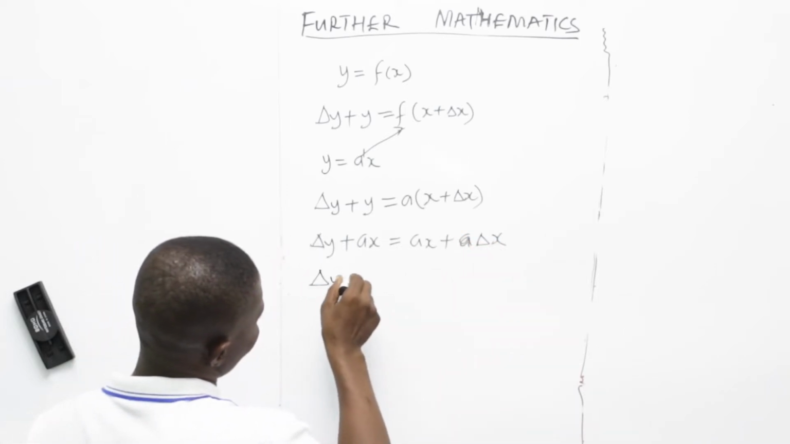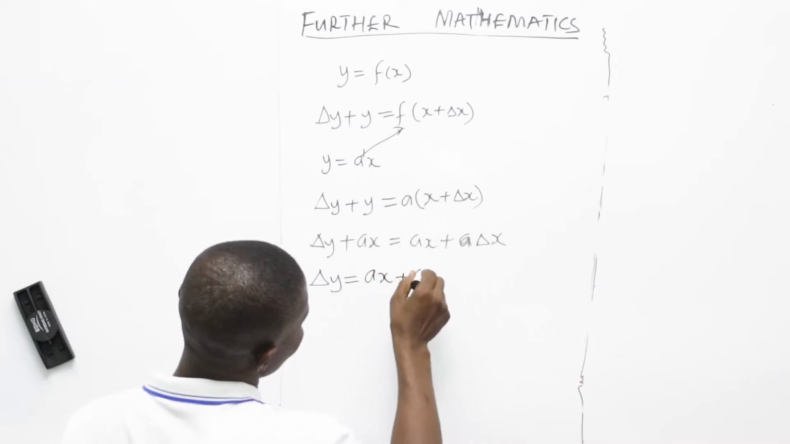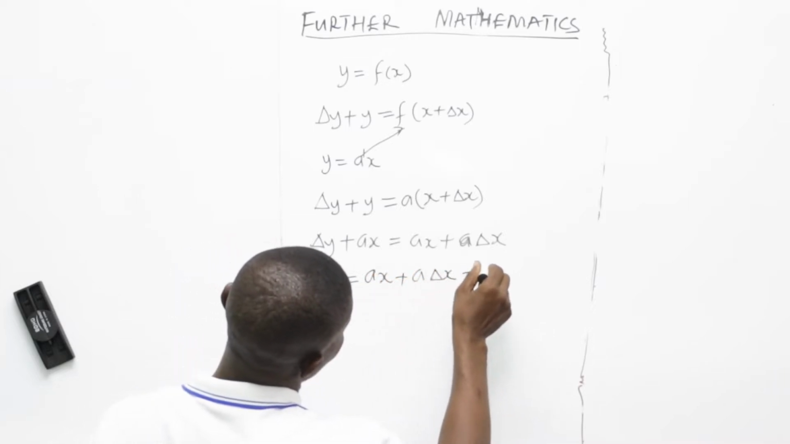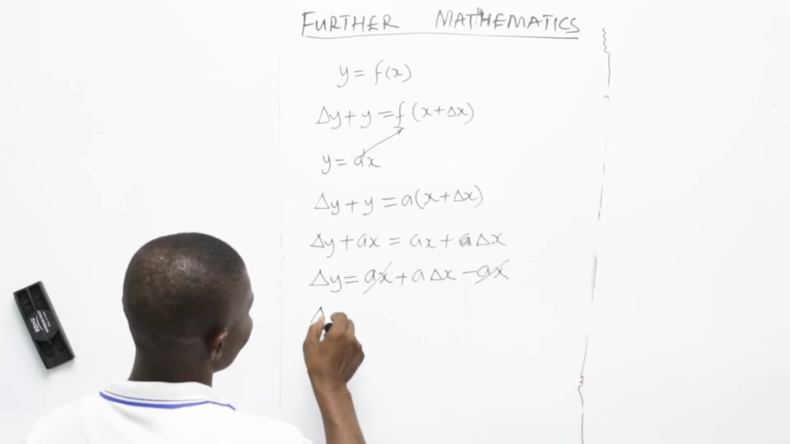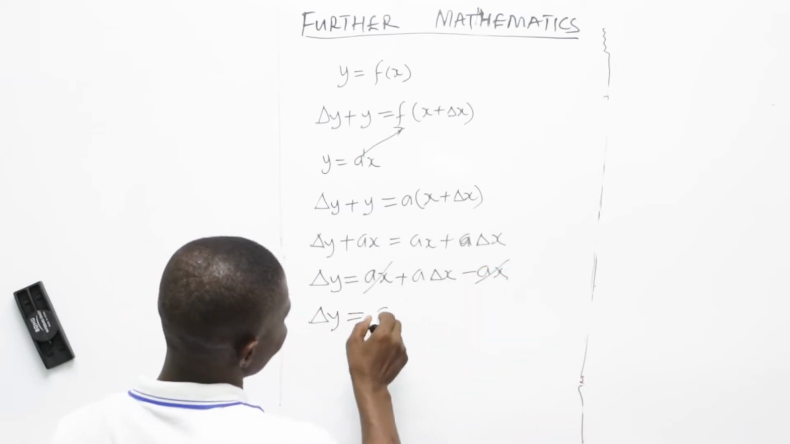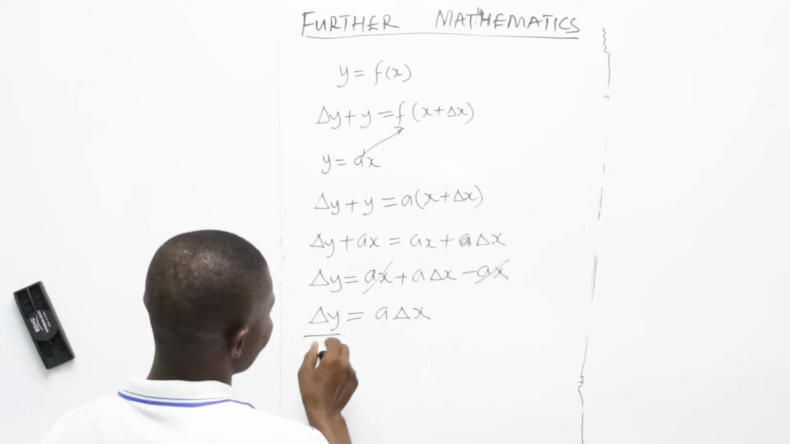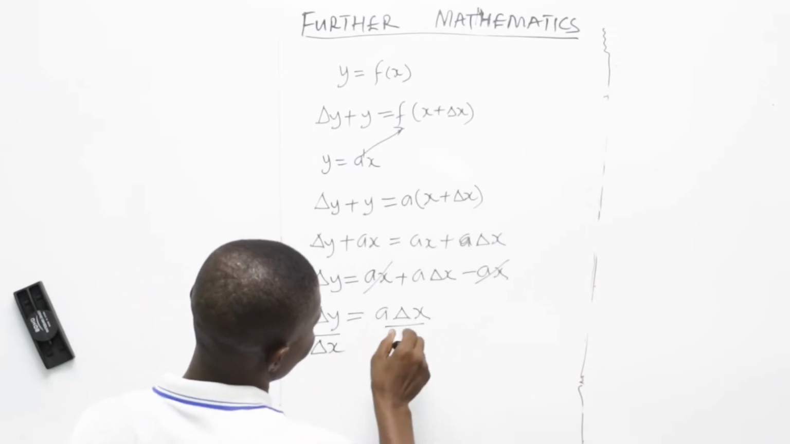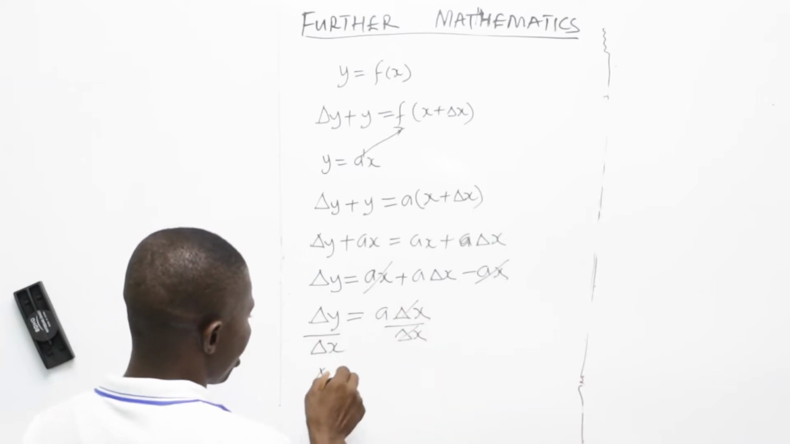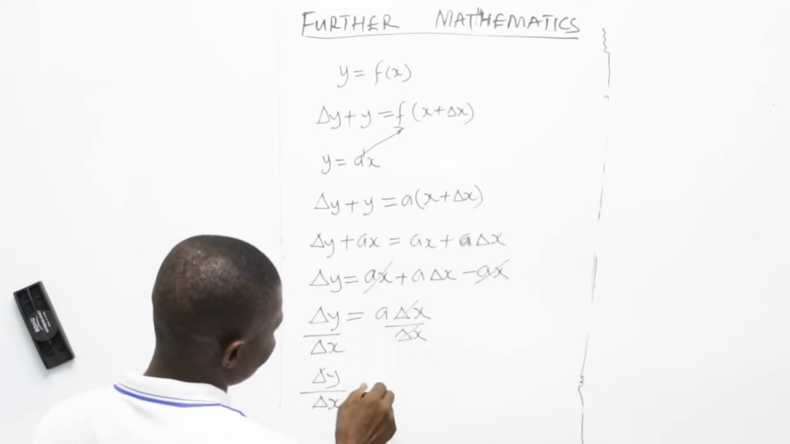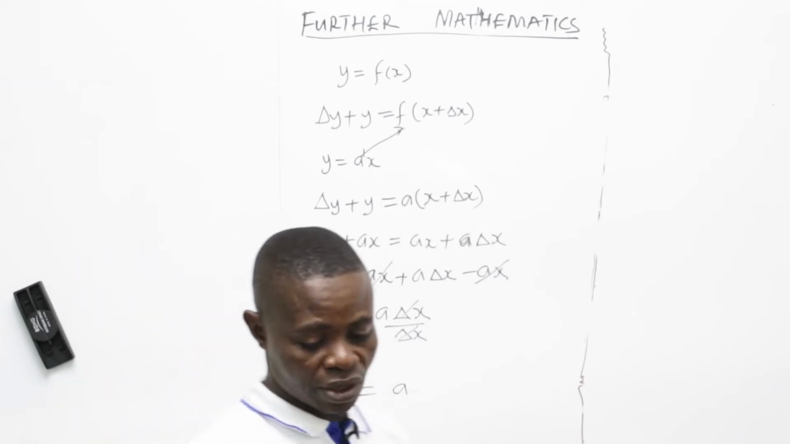Making change in y the subject of the formula, we have ax plus a change in x minus ax. This will take care of this. Change in y is going to give us a change in x. Dividing through by change in x, we'll have that dy over dx equals a. So that's the solution to that question.